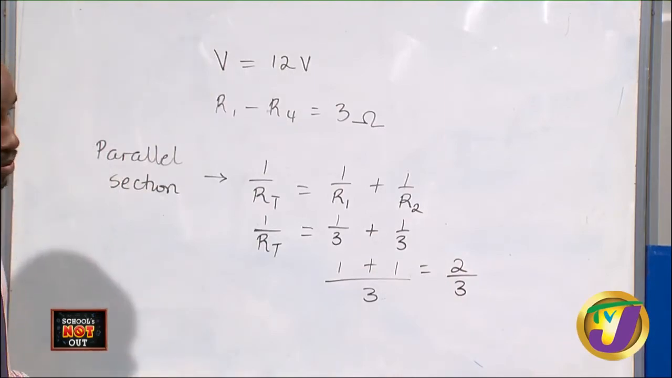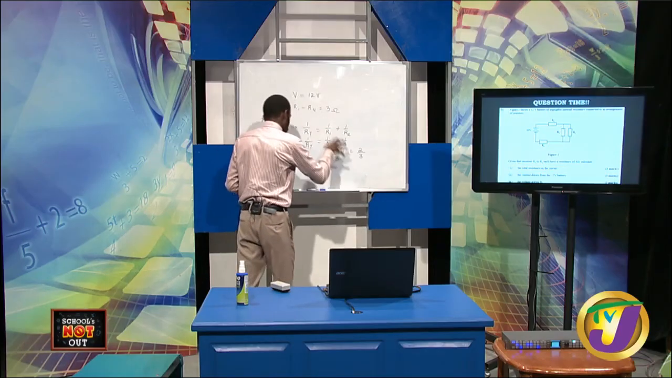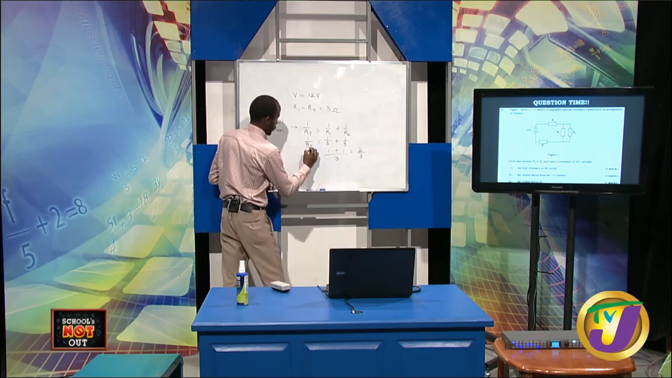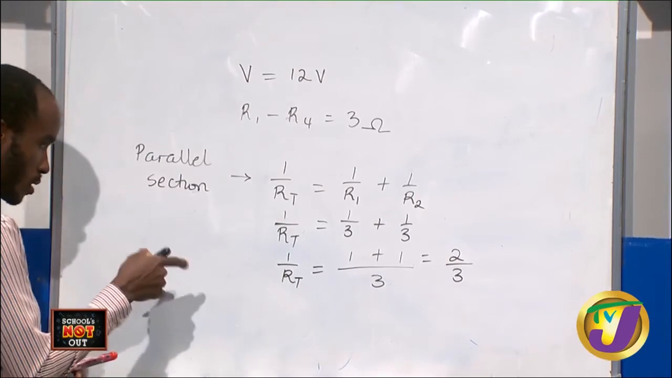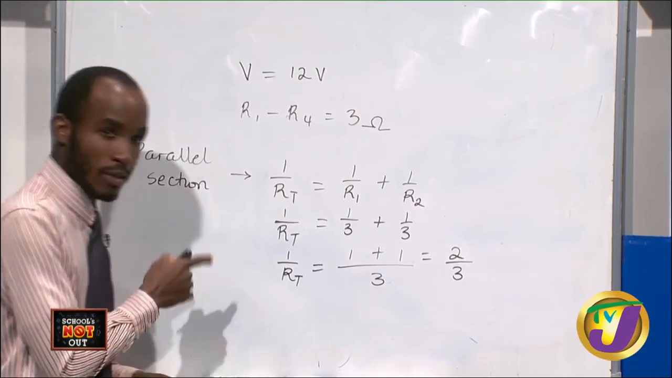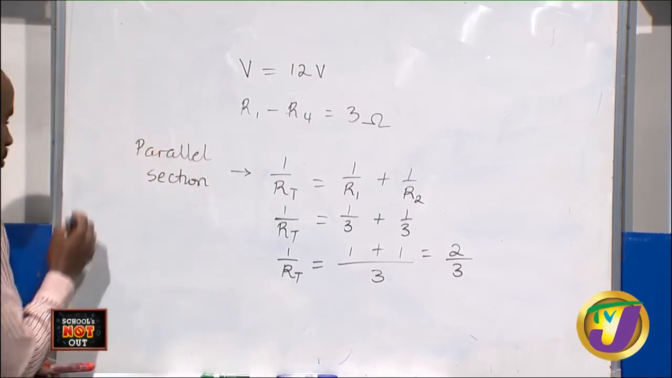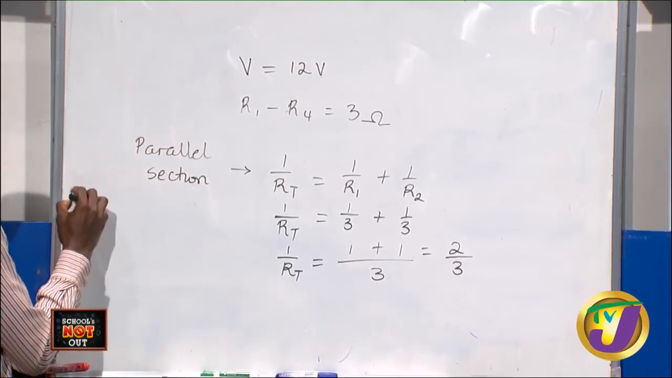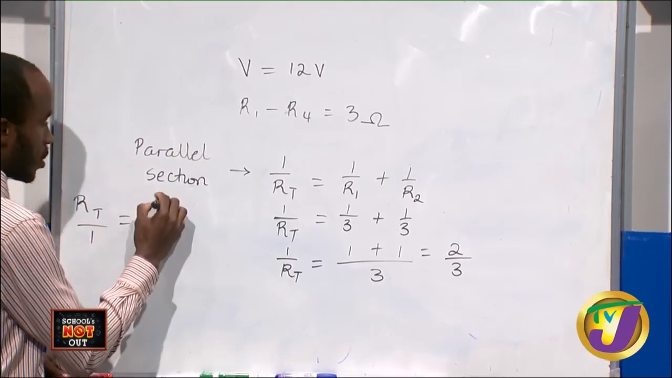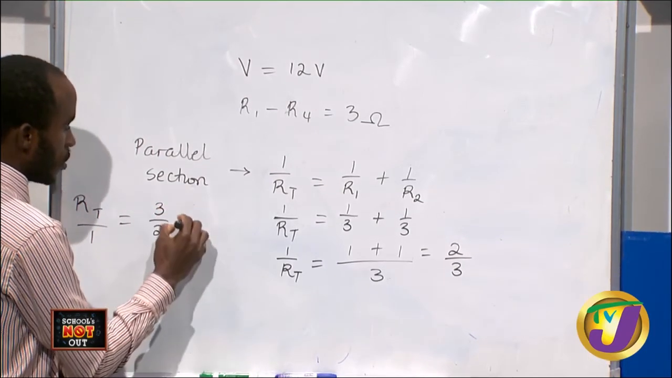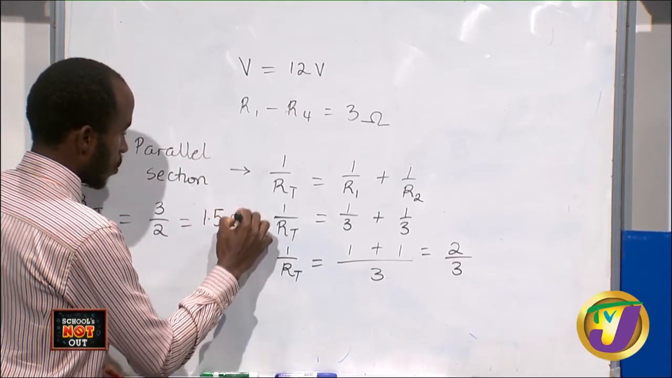Now, please, pay attention to this. 2 over 3 is not the total resistance. 2 over 3 is actually the inverse of resistance. So do not leave it like this. You get it almost wrong because they may be lenient with you. To find the actual value, we say RT, and if you want over 1, is equal to 3 over 2, and that would give us 1.5 ohms.